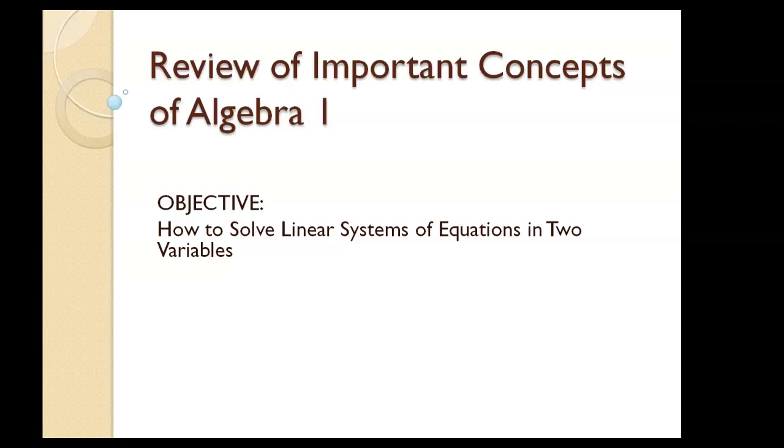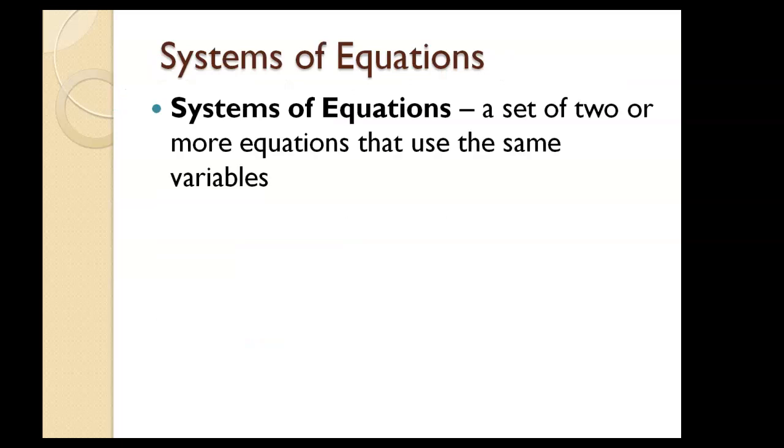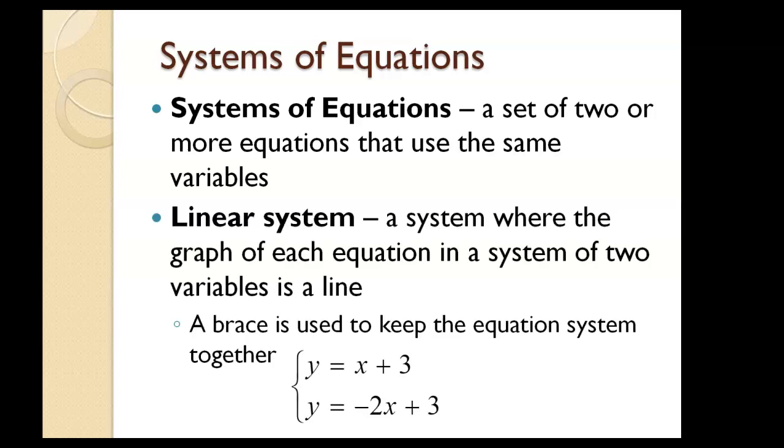Hello everybody, today we are going to continue with a review of important concepts of Algebra 1, and today's objective is how to solve a system of linear equations in two variables. So let's see what a system is. A system of equations is a set of two or more equations that use the same variables, and a linear system is a system where the graph of each equation is a line.